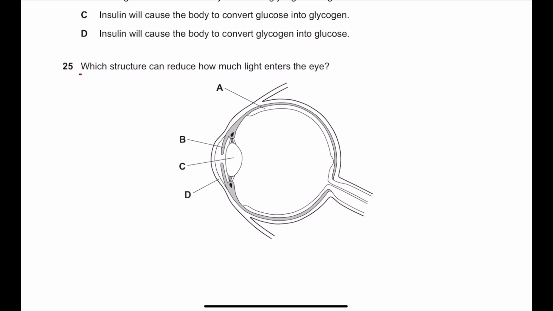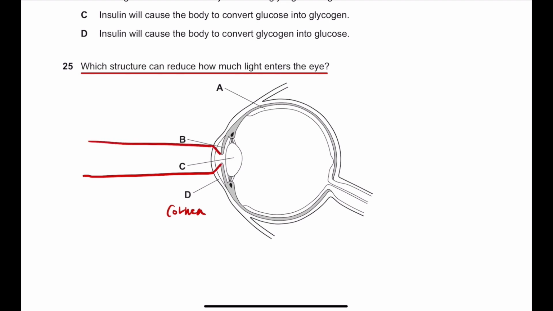Number 25. Which structure can reduce how much light enters the eye? So the light enters the eye by going through, first of all, the cornea, and it gets refracted. So the light gets refracted when it goes through the cornea. And then, of course, it has to go into the pupil, and then it gets more refracted. Gets even more refracted. And then it gets focused in one position at one point.